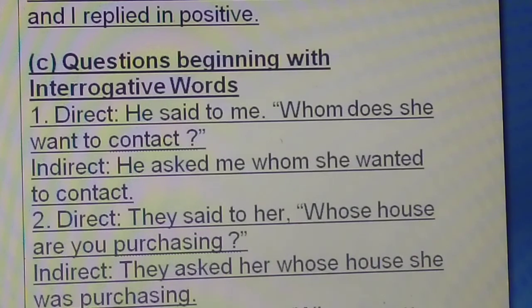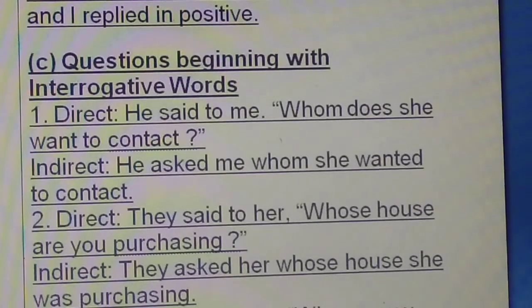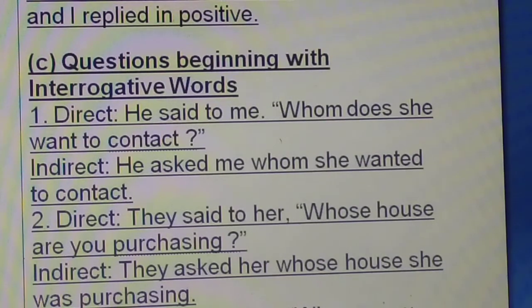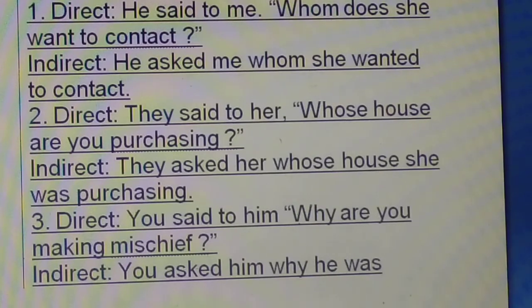Questions beginning with interrogative words. Children, you have to note here that whatever is being done in this session is important. It will help you later also in your higher classes. They said to her, "Whose house are you purchasing?" They asked her whose house she was purchasing.